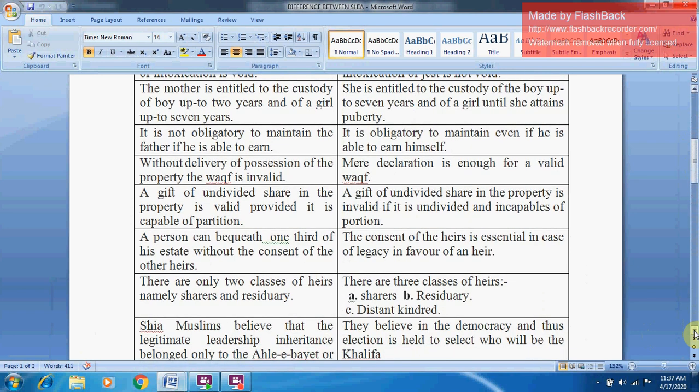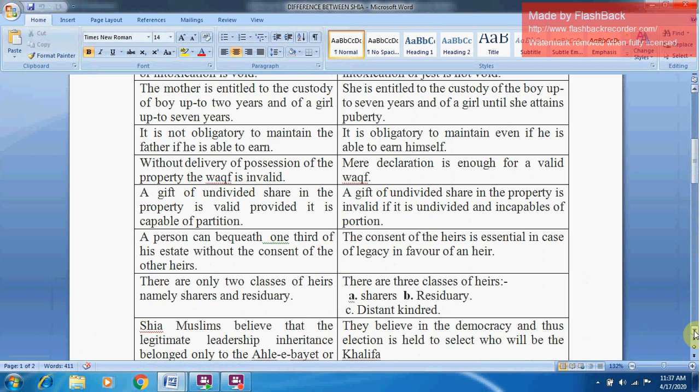In Shia law, the mother is entitled to the custody of a boy up to 2 years and of a girl up to 7 years. In Sunni law, the mother is entitled to the custody of the boy up to 7 years and of a girl until she attains puberty. In Shia law, it is not obligatory to maintain the father if he is able to earn. In Sunni law, it is obligatory to maintain him even if he is able to earn himself.